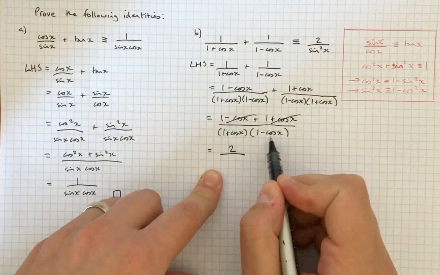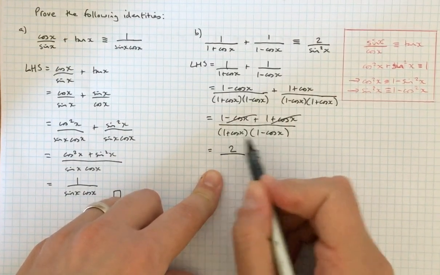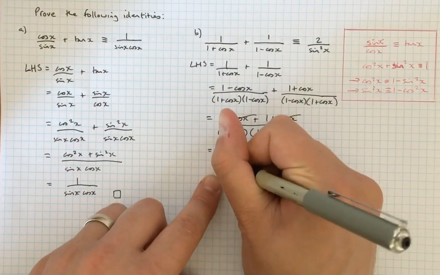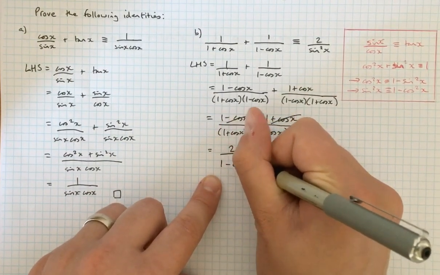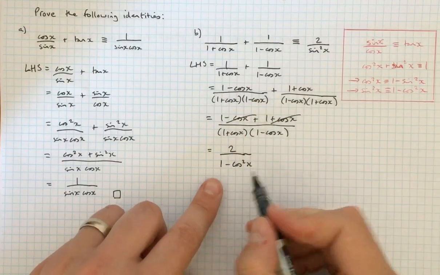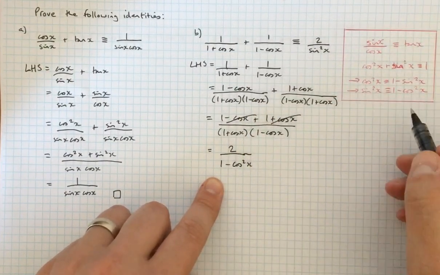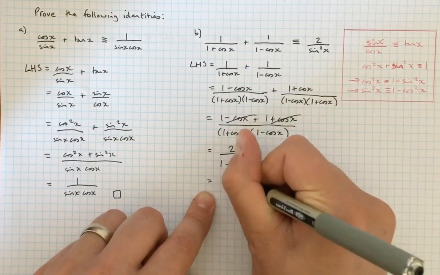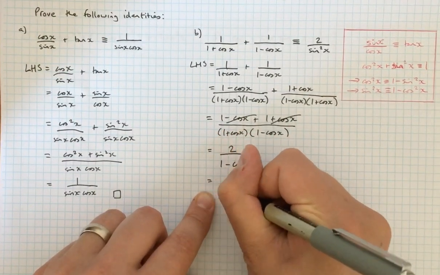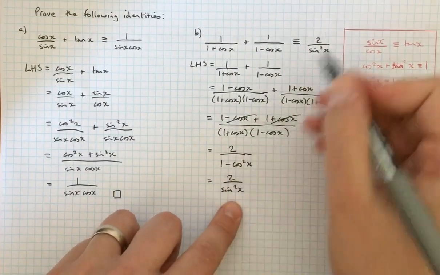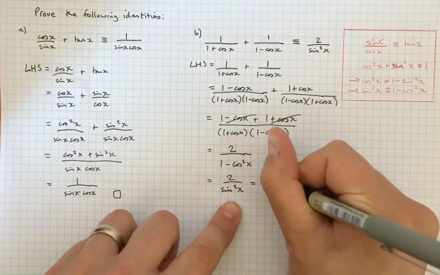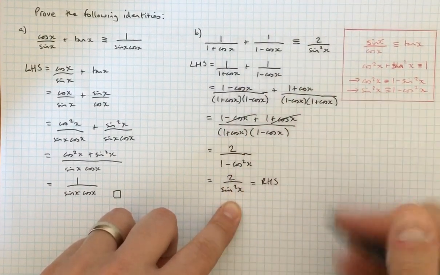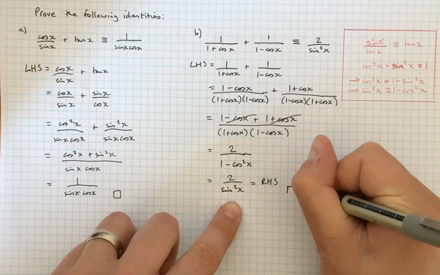And at this point I'm going to multiply these two brackets together. Now because it's a difference of two squares, when I multiply these two brackets together I'm going to get 1 minus cos squared x. Okay, and then if we refer up to our trig identities, we can see that 1 minus cos squared x is the same as sine squared x. Okay, which is the right hand side of our identity. So we've shown that we can manipulate this to turn it into this. We have proved the trig identity.